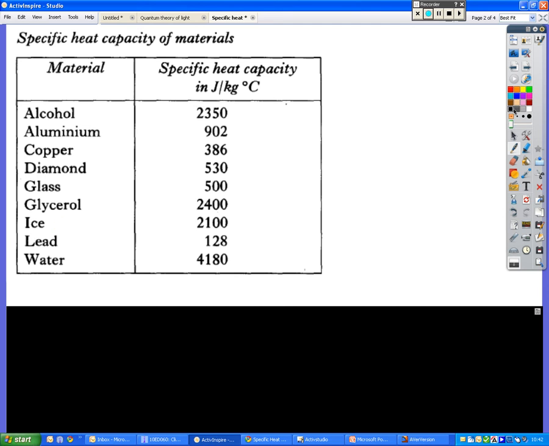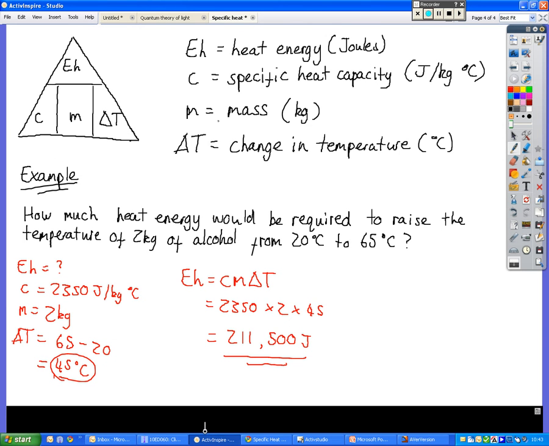You don't need to remember the units for specific heat capacity. They're given right there in that table, so I wouldn't try and remember them because they are quite difficult. Just refer to it there, but sometimes you might have to come to this to get your value. So this is the value that we used within that particular example, 2,350. From then on, it's really just straight substitution, and then you've calculated the amount of heat energy that is required.